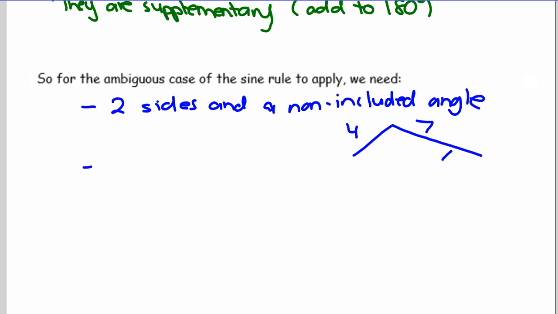And there's another thing that has to apply. I'll just let you write that first. I'll get rid of all those pictures. Two sides and a non-included angle.